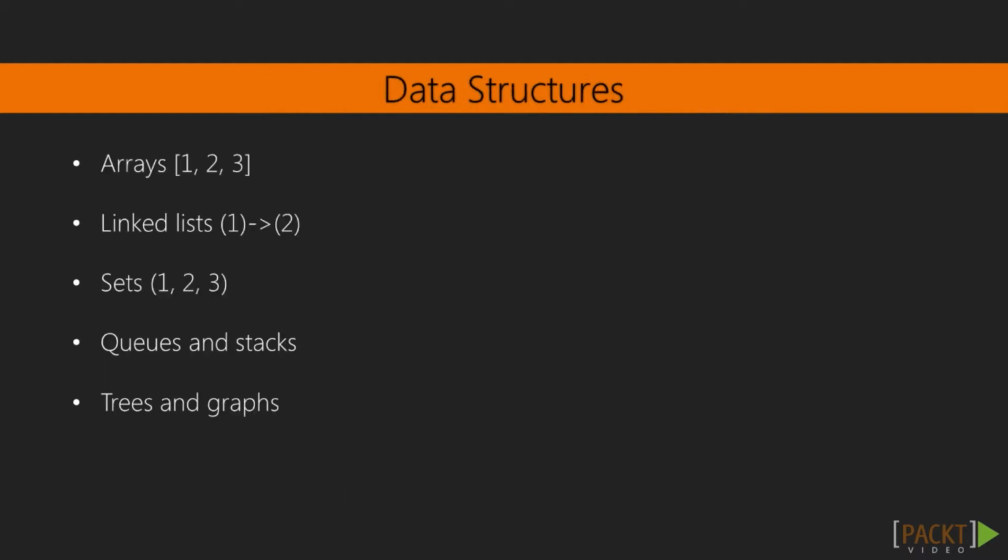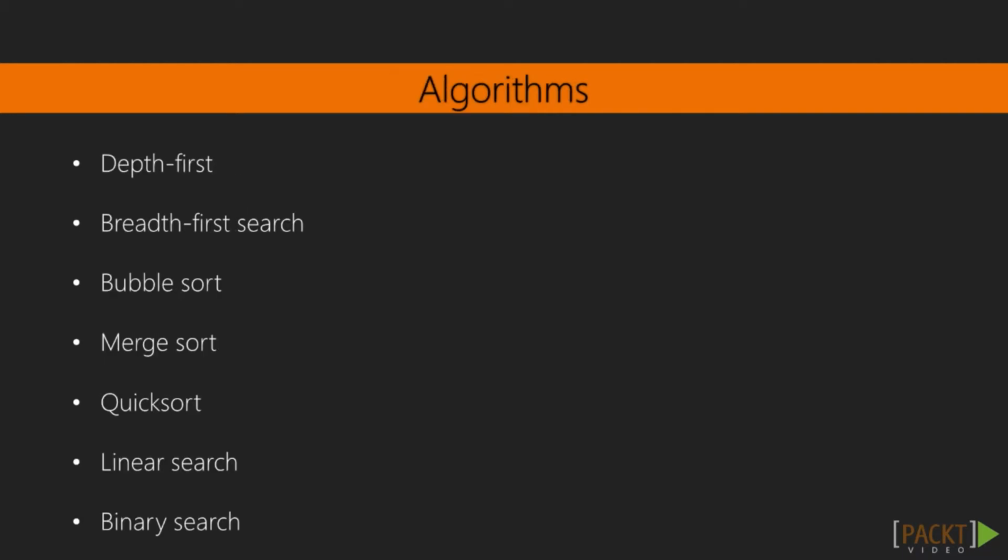We'll begin this course by going over more traditional data structures such as arrays, linked lists, and sets. We'll also talk about other widely used and very powerful structures like queues and stacks. Finally, we'll take a look at more advanced and complex data structures such as trees and graphs. Next, we'll focus our attention on algorithms.